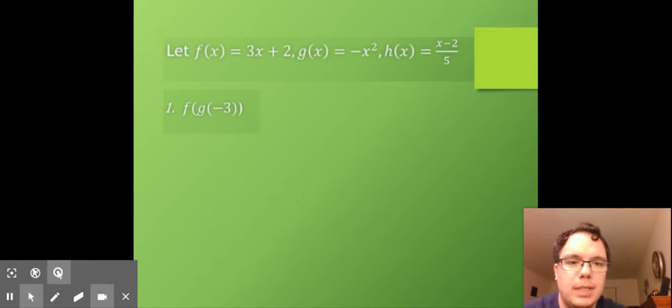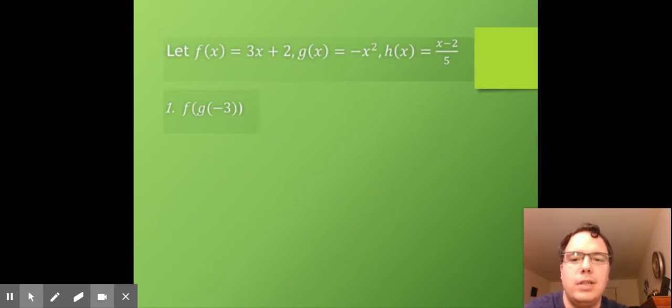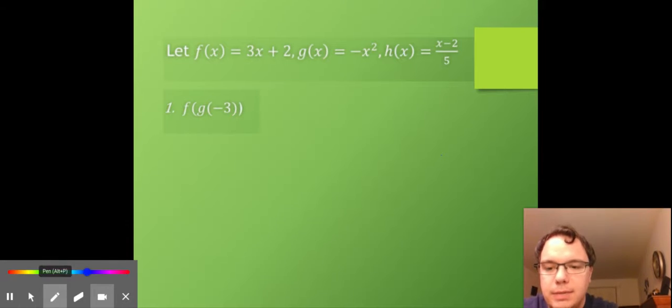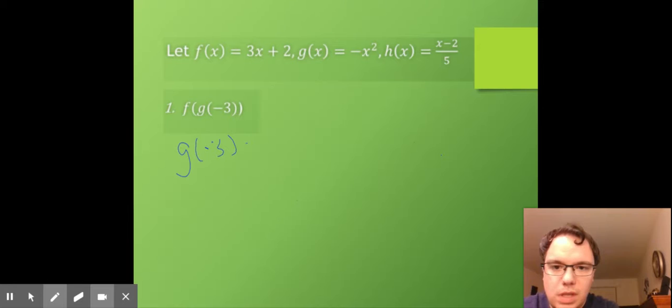All right, so let's do a couple examples of that. If we have these 3 functions, f of x equals 3x plus 2, g of x equals the opposite of x squared, and h of x equals x minus 2 over 5, none of which have an x on the bottom, so all of these functions would have a domain of all real numbers, so we don't have to really worry about that. We're going to find f of g of negative 3. So the first thing we have to find is g of negative 3. That means every time in the g function I see an x, I'm going to replace it with negative 3.